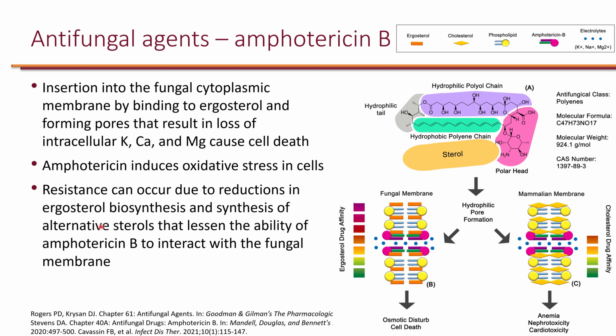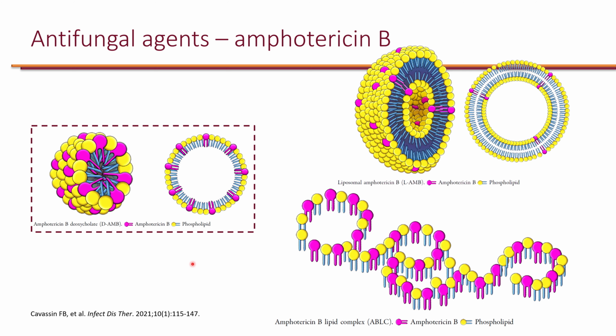Now, resistance to amphotericin B can be due to reduction in synthesis of ergosterol. So that way, there's not much binding site for amphotericin B. Now, there are different formulations. So the classic one is the amphotericin B deoxycholate, which is essentially the smallest molecule, which is here on the left. It's less than 25 nanometers.